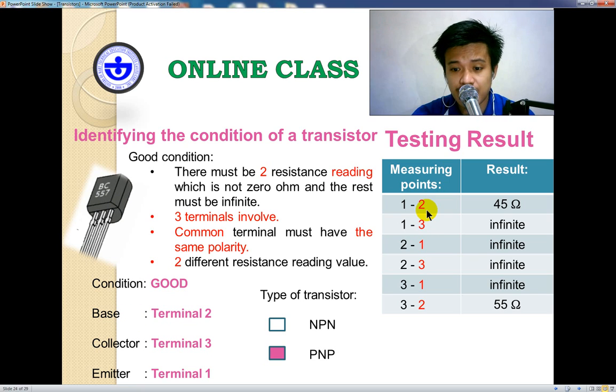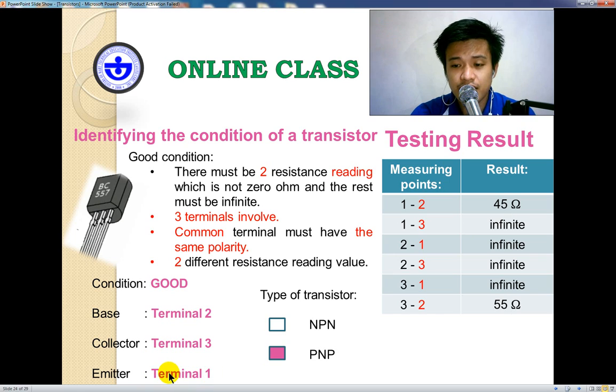The base terminal is the common terminal. I'm referring to both readings in here. So there are two readings, and the common terminal of these two readings is terminal 2. So it means that is the base. And then the collector terminal is the partner of the base terminal that has the highest resistance value. So which one? This is 45, this is 55. This is 2 and 1, this is 2 and 3. So it means terminal 3 would be our collector because it is having the highest resistance value. Okay? Now terminal 3 would be our collector.